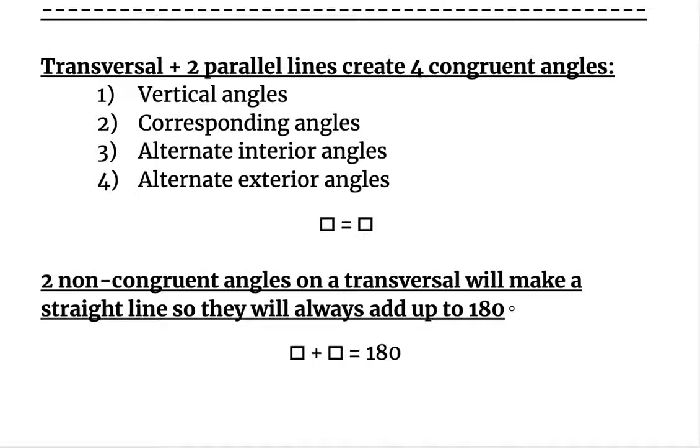The other type of equation that you can create is when you have two non-congruent angles. So it's like if you mix match these together. If they're not congruent, then they should make a straight line. So because of that, they're going to always add up to 180 degrees. So the equation you're going to come up with would be one angle plus the other angle equals 180 degrees as their sum. Again, make sure this is in your notes. We'll go over some examples later.